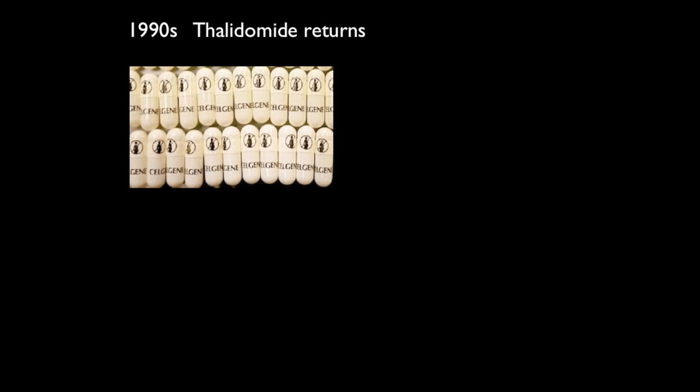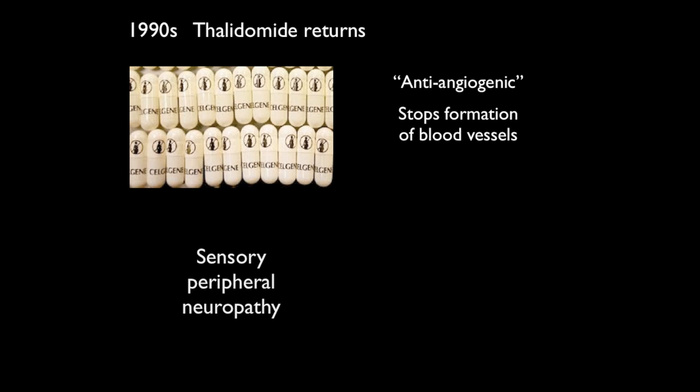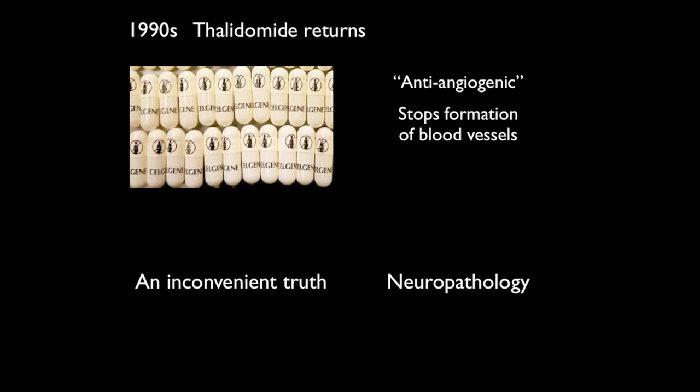The next slide shows that 3 miracles were achieved by thalidomide's spin doctors. It was now touted as anti-angiogenic, much to the surprise of the neurologists around the world. Its inconvenient neuropathy disappeared, and its neuropathology simply vanished in the hype.